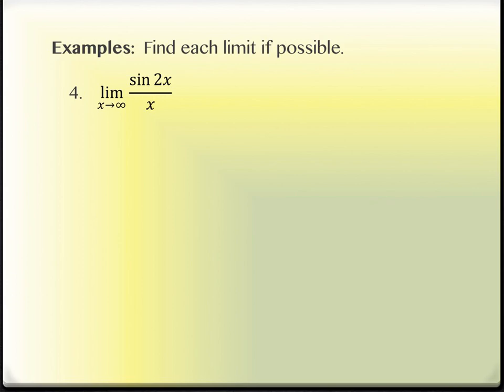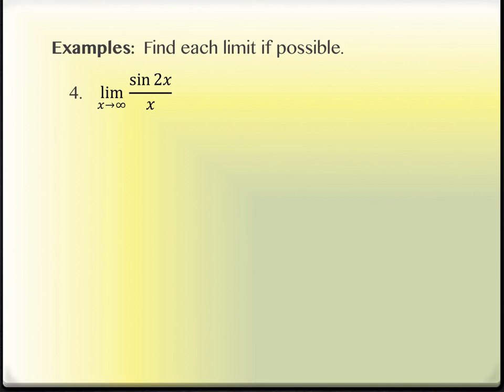I do not have a constant on top, and there's no way to get sine of 2x to be a constant. It's just not a constant. But you do know what sine graphs look like. What do they look like? A waveform. And they bounce up and down between what values? Like what y values are they bouncing up and down between on a sine graph? Negative 1 and 1. Yeah, so they're bouncing between negative 1 and 1.